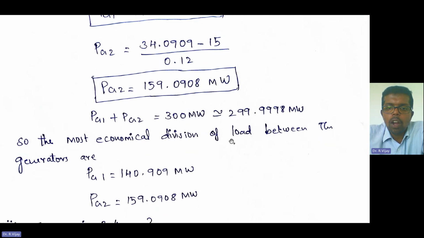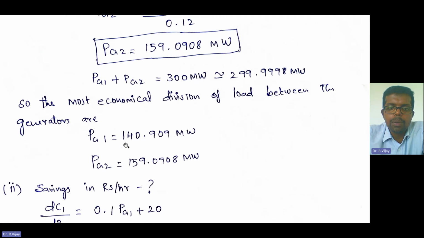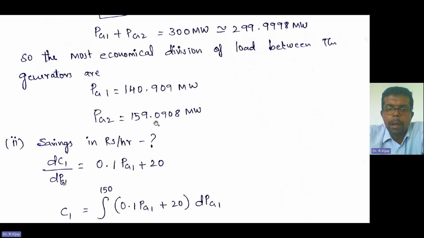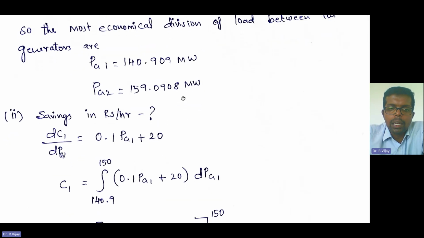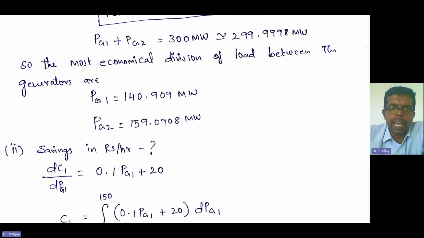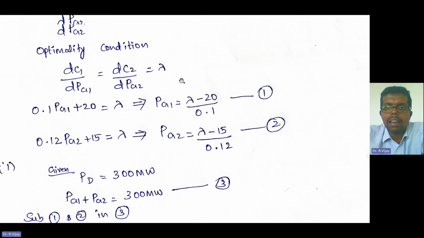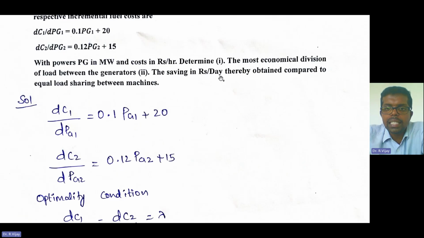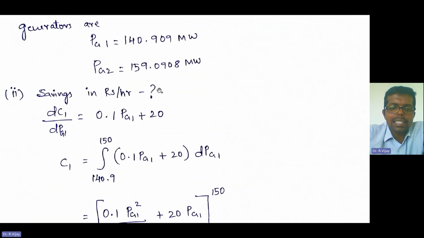So the most economical division of the load between the generators is PG1 = 140.909 megawatt and PG2 = 159.0908 megawatt. Now for the second part, they have asked for the savings in rupees per day thereby obtained, compared to equal load sharing between the machines. So they are asking for the savings.